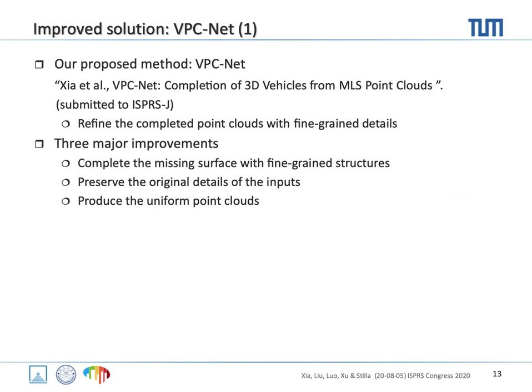To further improve the quality of the completed point clouds, recently we proposed an improved method called VPC-Net. The aim of VPC-Net is to refine the complete point clouds with fine-grained details. There are three major improvements. The first one is to complete the missing surface with fine-grained structures. Second, it can preserve the original details of the inputs. At the same time, it also produces uniform point clouds. For more details of VPC-Net, please refer to our new manuscript. We submitted it to the Journal of ISPRS and arXiv.